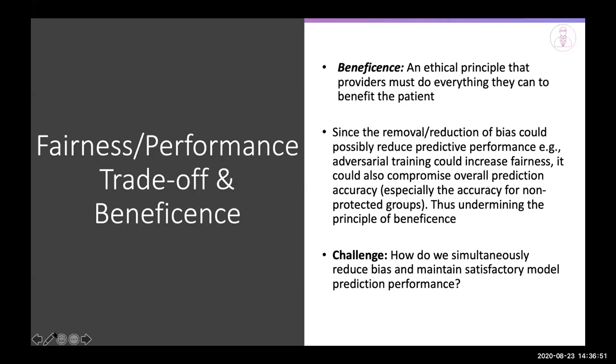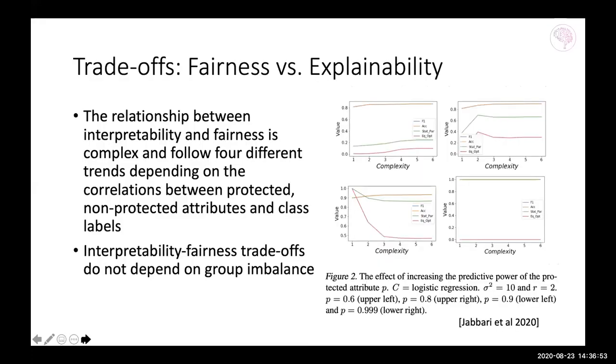Next. So the other trade-off that is of interest is the trade-off between fairness and explainability. In a lot of healthcare-related decisions, the end user, it could be a clinician, a nurse, or a healthcare worker, many of the end users are less likely to trust the recommendation or the prediction from the machine learning model if it's a black box. So hence the need for explainability.